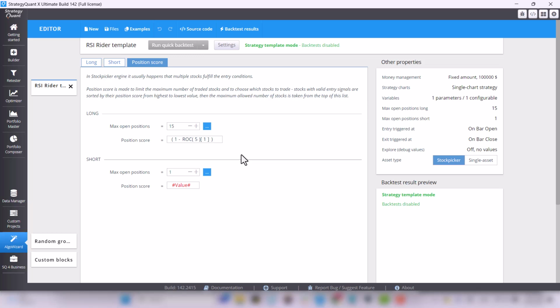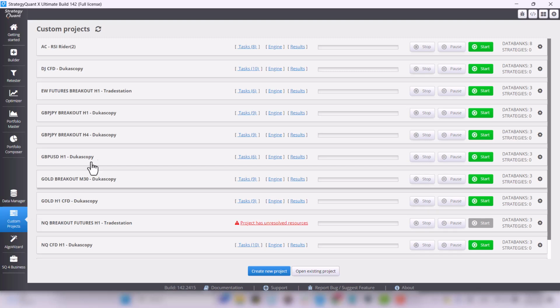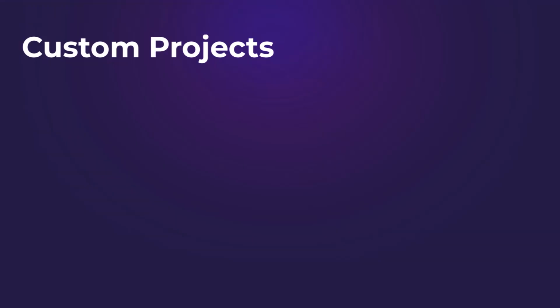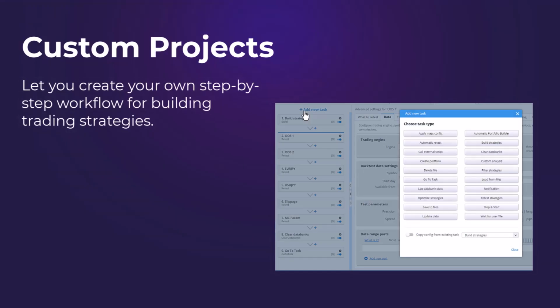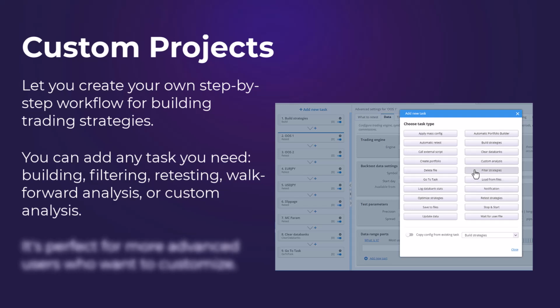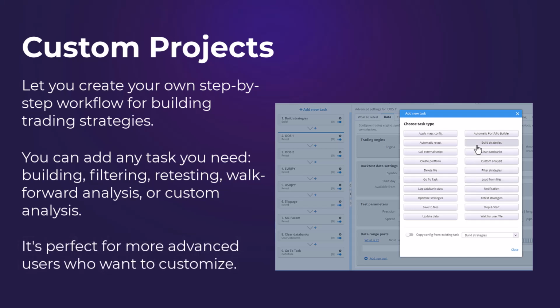Now go back to Custom Projects and click to open the Custom Project RSI Writer. Custom projects in Strategy Quant let you create your own step-by-step workflow for building trading strategies. Unlike templates, they offer full control and flexibility over the entire process. You can add any task you need, like building, filtering, retesting, walk-forward analysis, or even your own custom analysis. This means you can fully automate the strategy creation process from start to finish. It's perfect for more advanced users who want to customize and streamline how strategies are developed and validated.